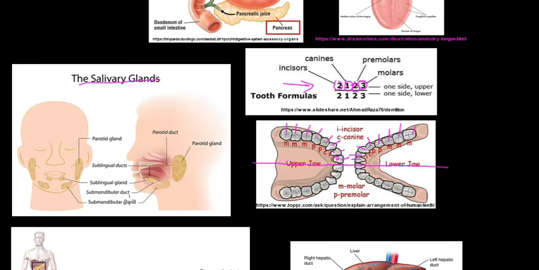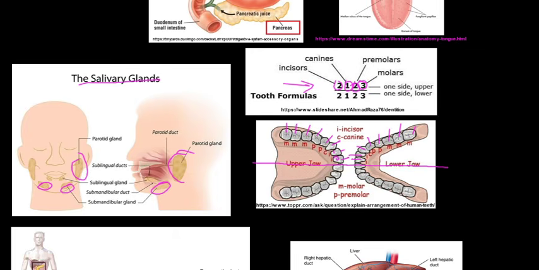There are 3 pairs of salivary glands, and they are the parotid gland, which is located below the ears. Then there's the submandibular, or the lower jaw gland. Mandibular actually means lower jaw, so that's the other one, so it sits over there, the submandibular gland.